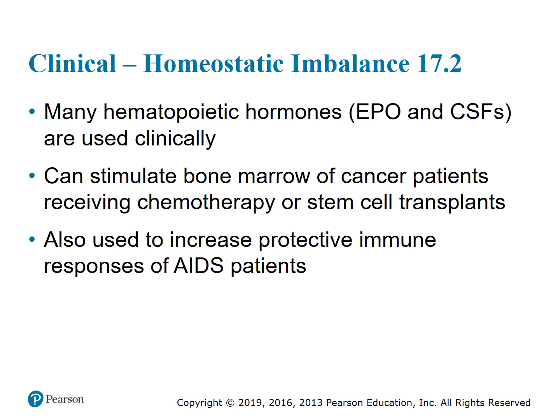Homeostatic imbalance 17.2. This is not quite a homeostatic imbalance, but many hematopoietic hormones like EPO and the CSFs are used clinically because they can stimulate the bone marrow of a cancer patient receiving chemotherapy or in stem cell transplants. They can also be used to increase the protective immune response in people with AIDS.